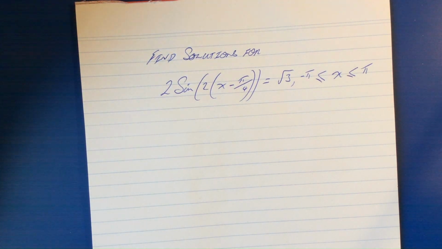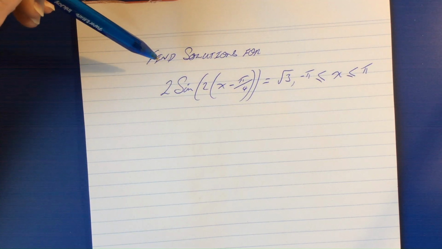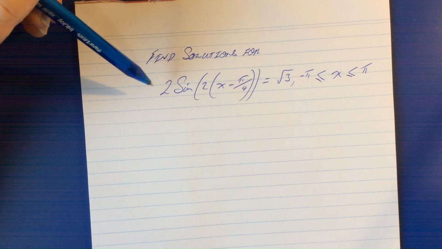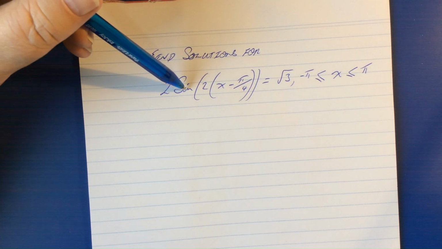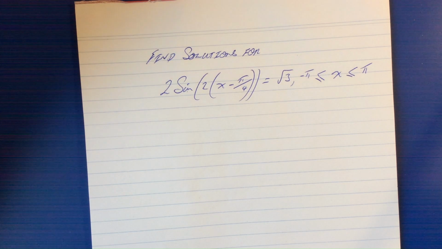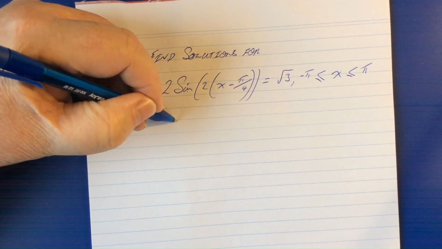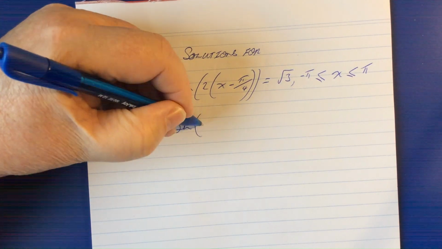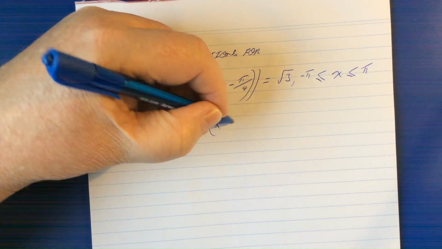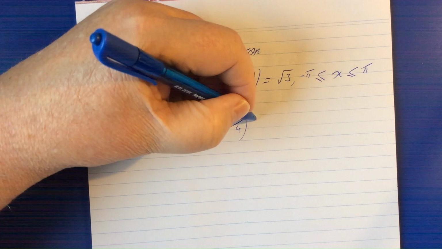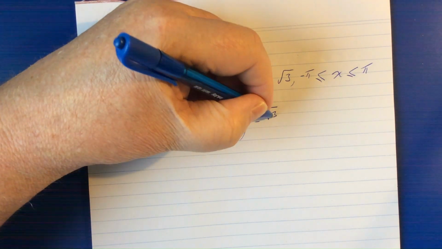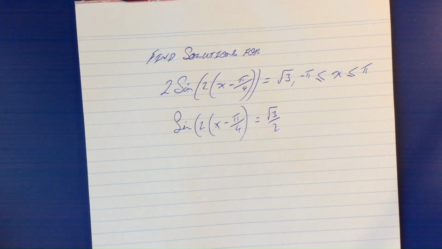Predominantly this is a game of algebra. We will at some point resort to circular trigonometry, but principally, other than finding the value of the sine to start with, it's mostly algebra. So here we go. Sine(2(x minus pi on 4)) is equal to root 3 on 2.